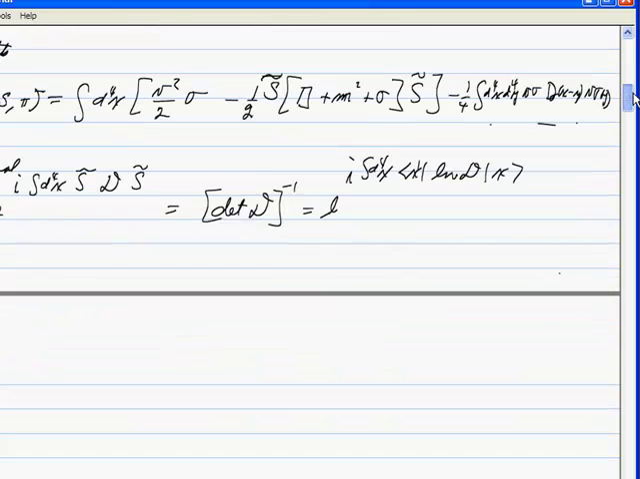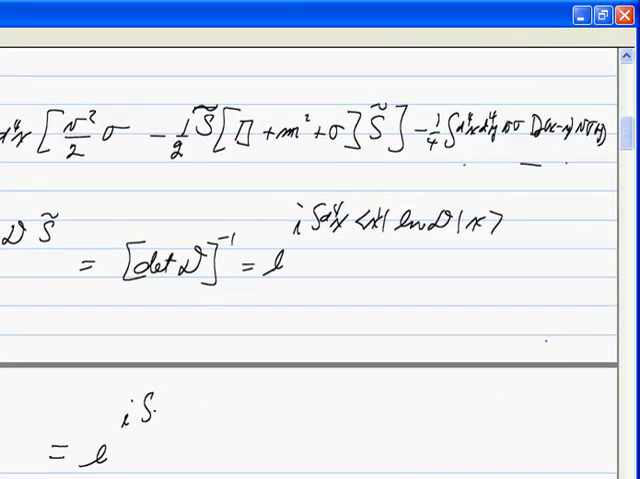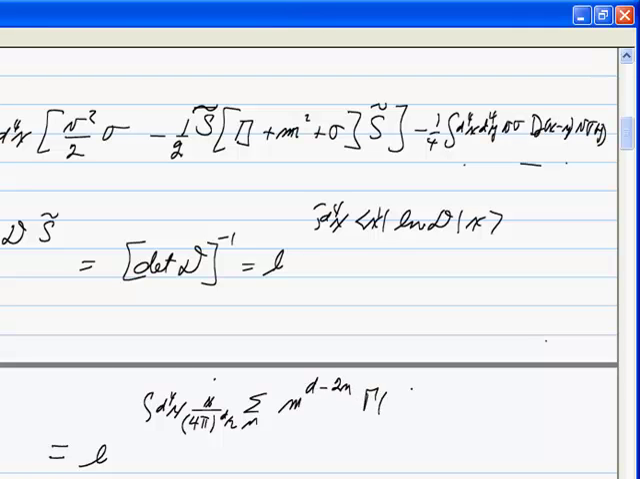And then the heat kernel technique ends up giving this as e to the I integral d4x of, and actually there was no I there. There is an I. Here's where the I came. I over 4 pi to the d over 2 sum over n m to the d minus 2n gamma of n minus d over 2 an.